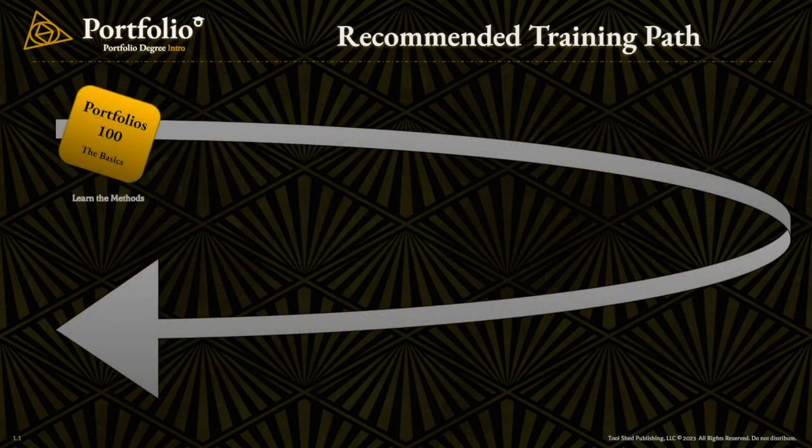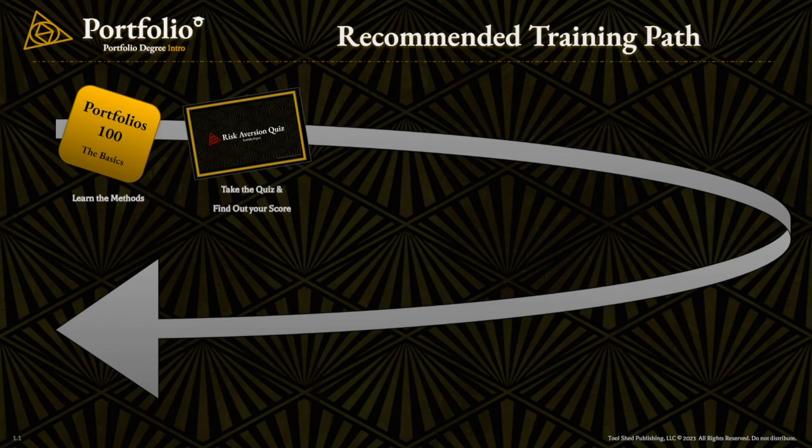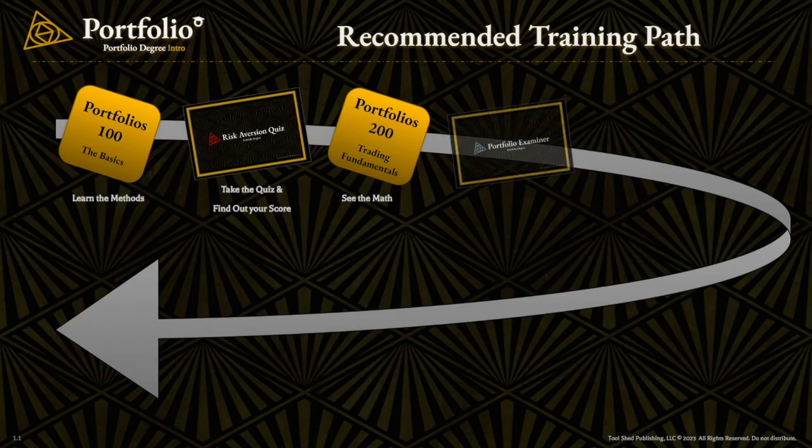All right, so here's a representation of how we feel that you should progress through this program. Obviously, you'll start out with Portfolios 100 in an effort to learn the basic methods. Then we'll have you navigate over to riskaversionquiz.com to take the quiz and to find out your score. From there, you'll want to watch Portfolios 200 to get a more in-depth perspective on the math. Then we'll ask that you head on over to Portfolio Examiner to build your first portfolio. That will give you a chance to put these methods to practice and to see asset and portfolio grades in action.